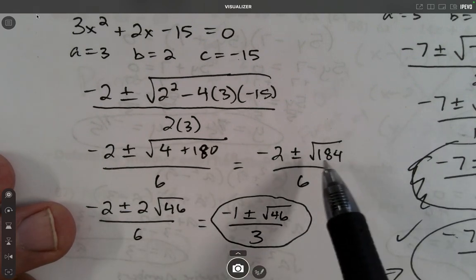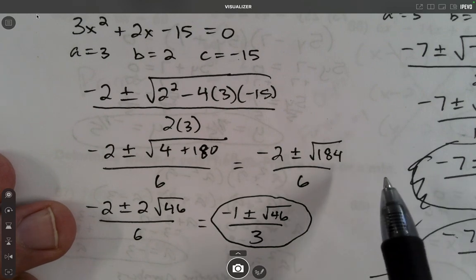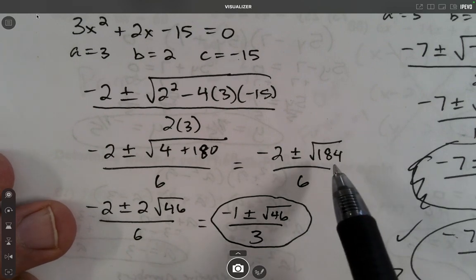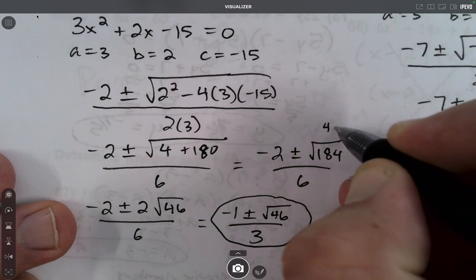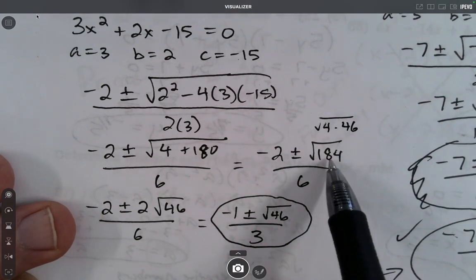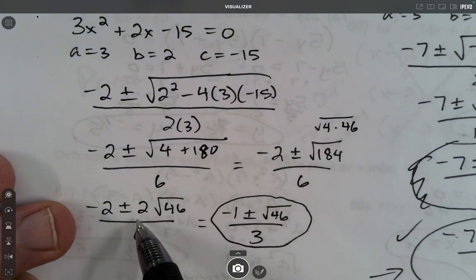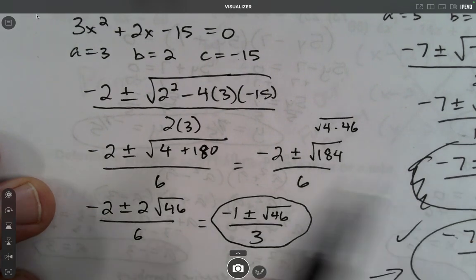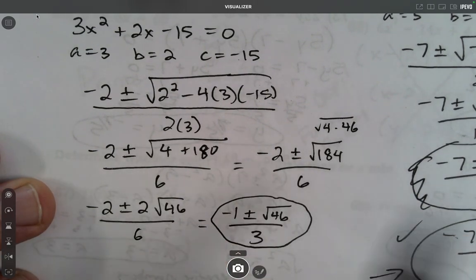And I know this isn't a really common one that you're going to have to reduce, but 184 is the same as 4 times 46. So that's how I was able to reduce that. Square root of 4 is 2, and the 46 stays inside. You know, stuff that we've reduced on other parts of the test may show up. I wouldn't expect one that hard for the exam.